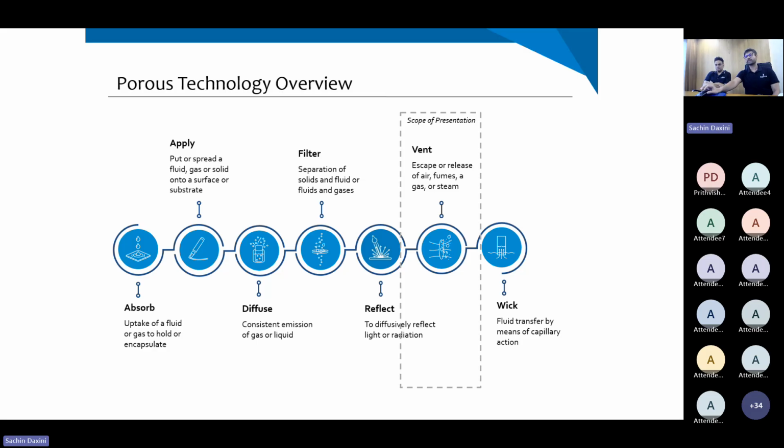Okay, moving forward. This is an overview of porous technologies. Porous technologies can be applied to various applications, like I mentioned early on. There's absorption, application, diffusion, filtration, reflection, venting, and wicking. So the scope of today's presentation is venting. So battery packs essentially need a breather or a vent. And so that's what we're going to focus on today. But we have many other technologies on the porous plastics front.